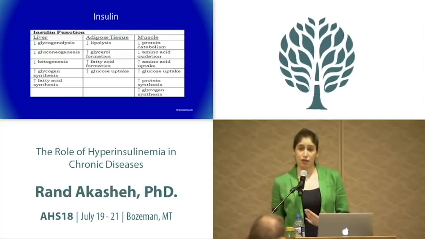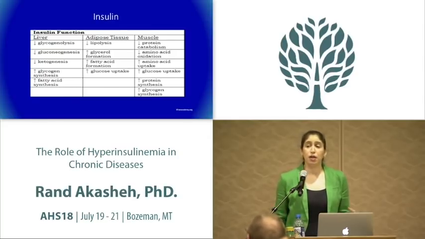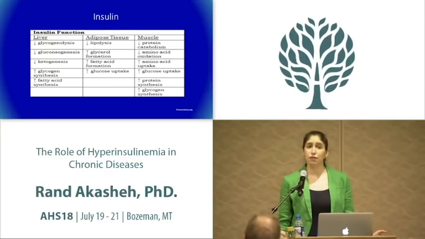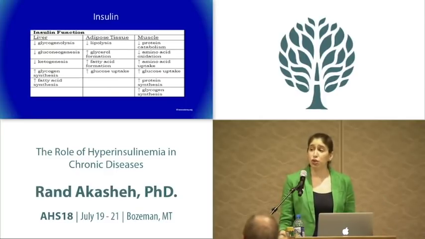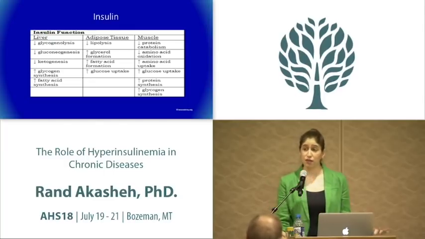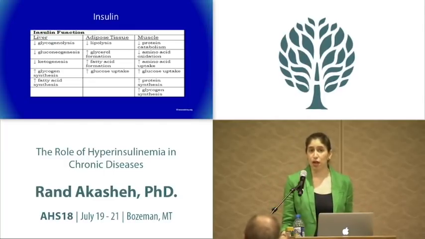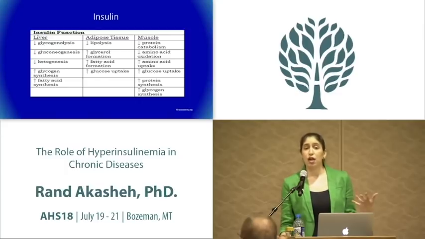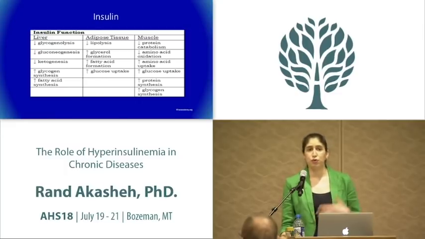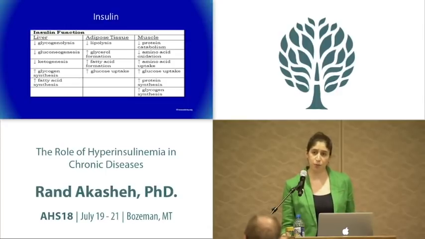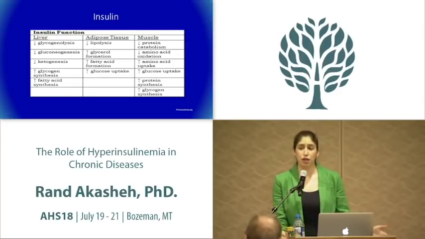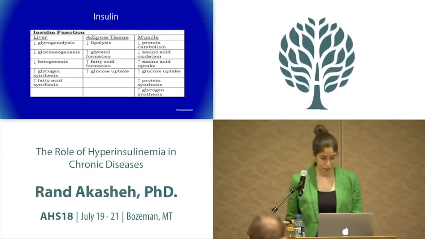We think about it as an anabolic hormone, but also it has a vital role in driving all nutrients, not just glucose, amino acids, and fatty acids inside the cells so the cells can utilize them. And it kind of moves the glucose through glycolysis so it can be further burnt into ATP and energy production.